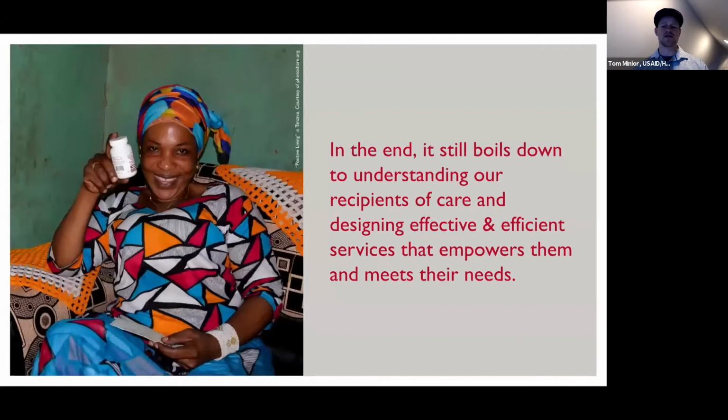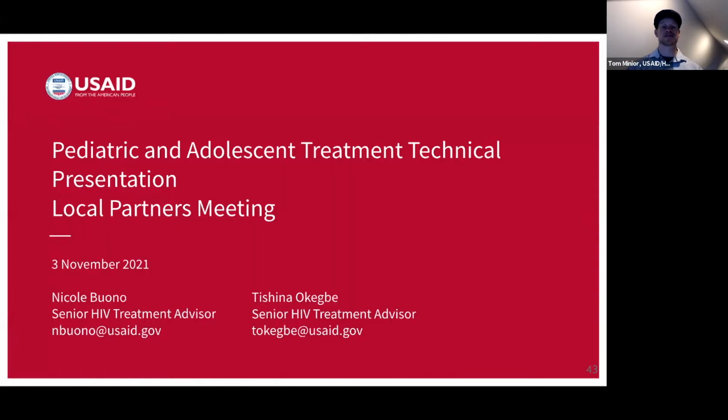I mean, in the end, treatment services really aren't any different than in the past. It boils down to understanding our recipients of care and designing essentially efficient and effective services that empower them and meet their needs. So there's a few areas of new emphasis, but otherwise it's still the same thing. Thanks, Lindsay. Back to you.